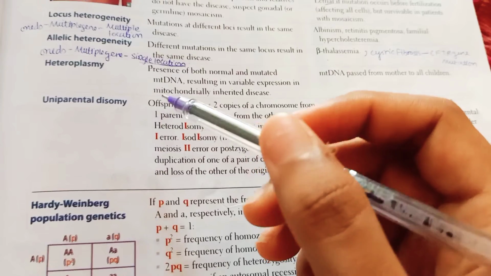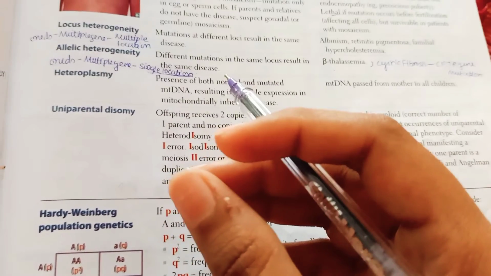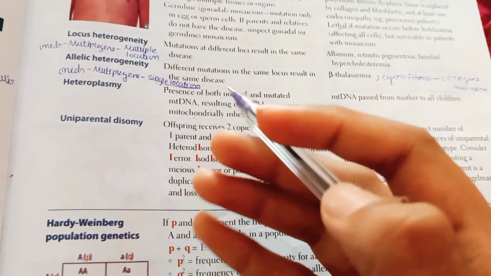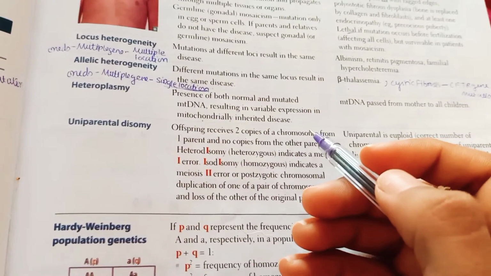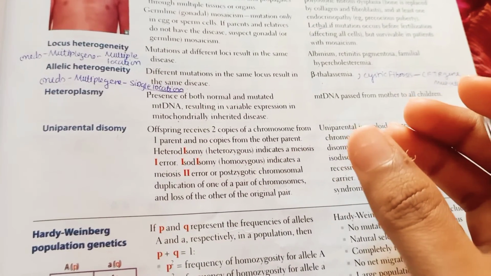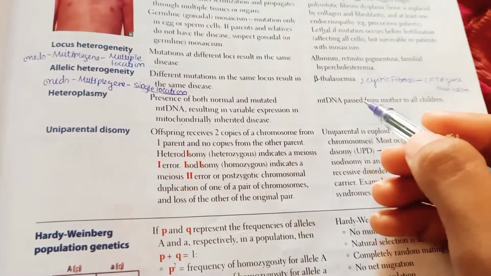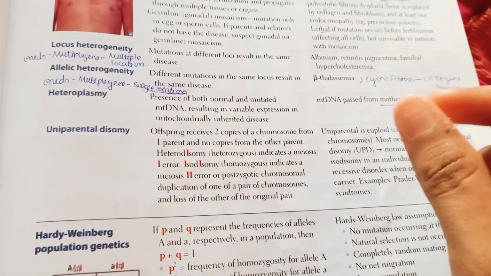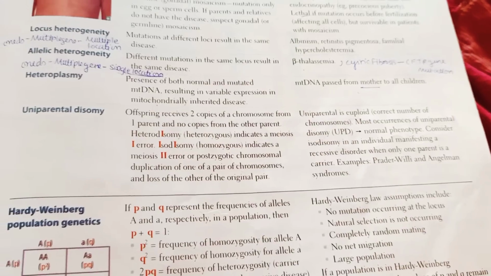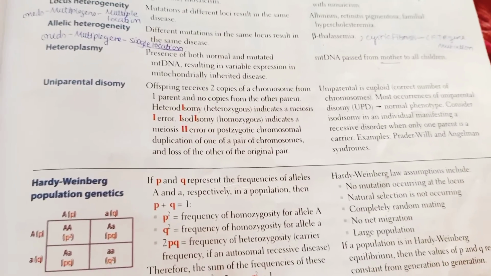Heteroplasmy is where you have both a normal gene and a mutated gene, especially in mitochondrial DNA. So this will retain variable expression in mitochondrial inherited diseases. An example is that mitochondrial DNA is always passed from the mother to the children. That is important. Either male or female child, they will get their mitochondrial DNA from the mother.